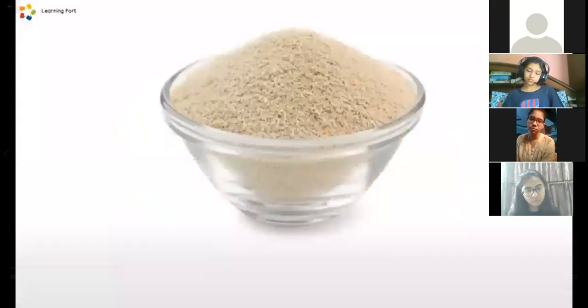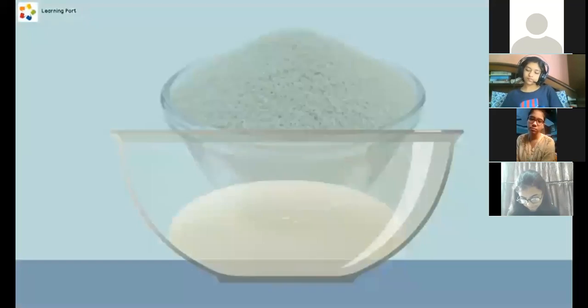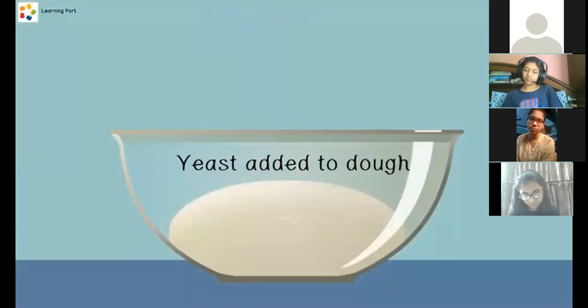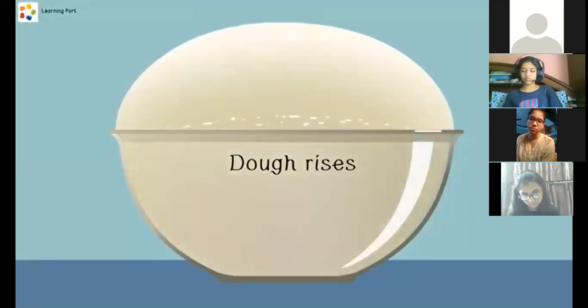Useful microorganisms like yeast and bacteria are used to make different foods. Yeast is a type of fungus used in baking. When yeast is added to the dough, it breathes and makes the dough rise. The dough is baked to make bread.